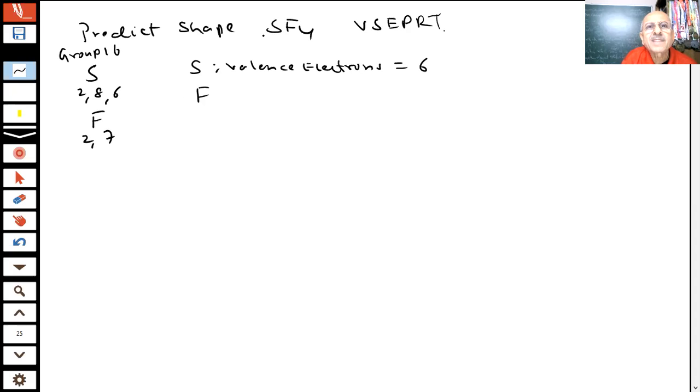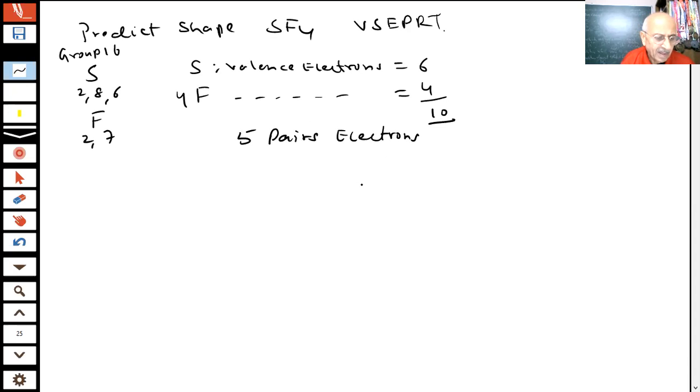This is the central atom. There are 4 fluorines forming bonds, students. So the valence electrons from fluorine will be how many? 4. Total you have 10 electrons. So how many pairs? 5 pairs of electrons. But out of the 5 pairs, how many bond pairs are there? 4 bonds they are forming. Bond pairs 4. How many lone pairs will be left then? 1. Now again, it should be trigonal bipyramidal, but there will be one lone pair of electrons.